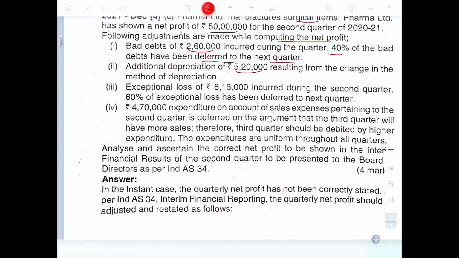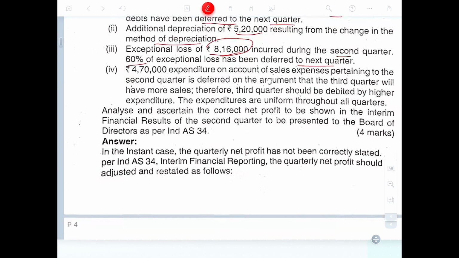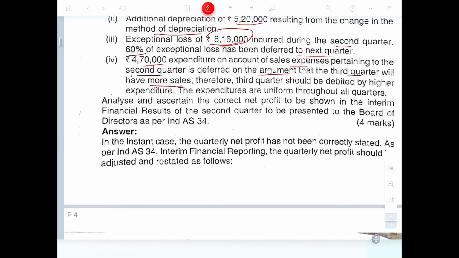Additional depreciation of 5,20,000 resulting from the change in the method of depreciation. Exceptional loss of 8,60,000 incurred during the second quarter; 60% of the exceptional losses to be deferred to the next quarter. The whole 8 lakh should be recognized completely. 4,70,000 expenditure on account of sales expenses particular to the second quarter, on the argument that the third quarter will have more sales and therefore the third quarter should be debited with a higher expenditure. Expenditure is uniform throughout all quarters.